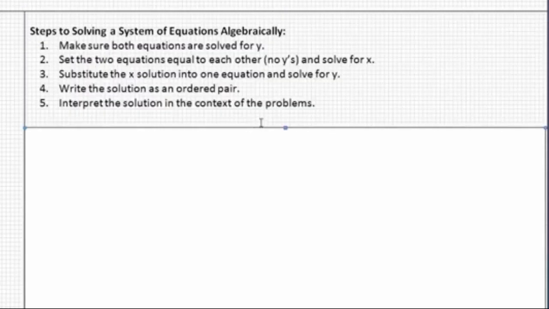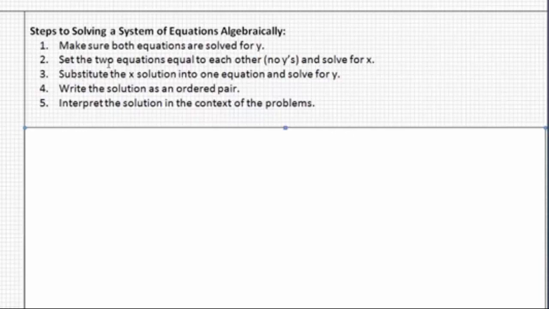And 5 seems to be the magic number of how to solve systems of equations. We have 5 steps for solving systems of equations algebraically. First, we need to make sure that both equations are solved for y. So we want them in that y equals format. Second, we need to set the two equations equal to each other. If they both have an expression that is equal to y, and y means the same thing, then we can set those two expressions equal to each other by removing those y's, and then we're going to solve for x.